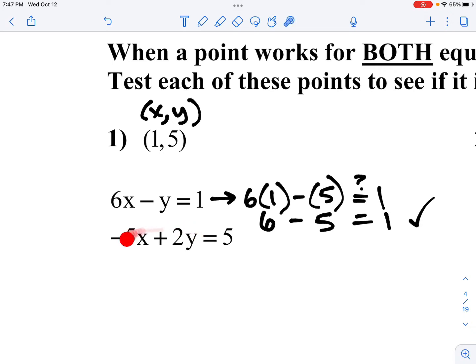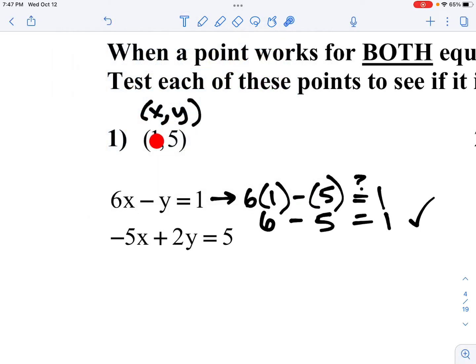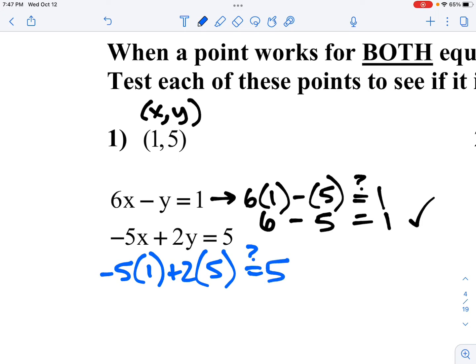But I also have to check this one. So I have to do both of them. I'm going to do this in a different color just so it doesn't get confused. I'm going to plug in the 1 here for the x and the 5 here for the y. So this is what that's going to look like. Negative 5 times x equals 1. Y equals 5. Does that equal question mark 5?